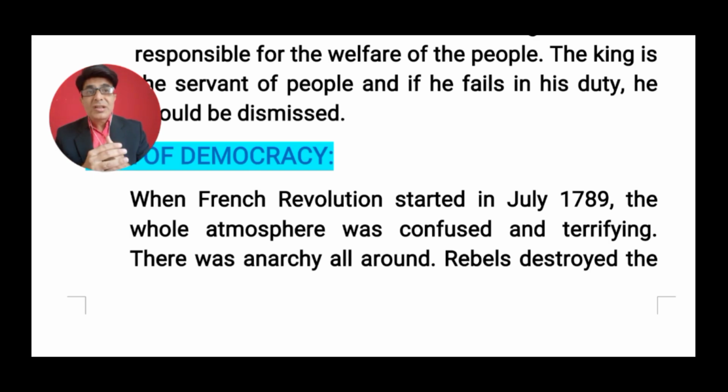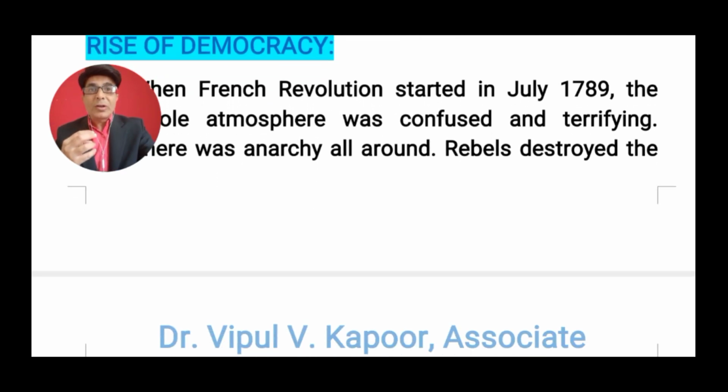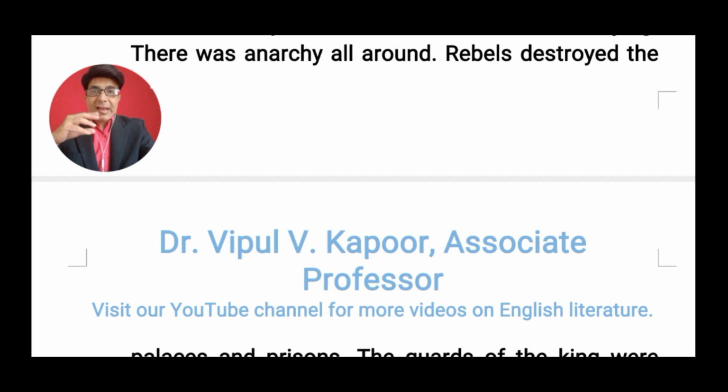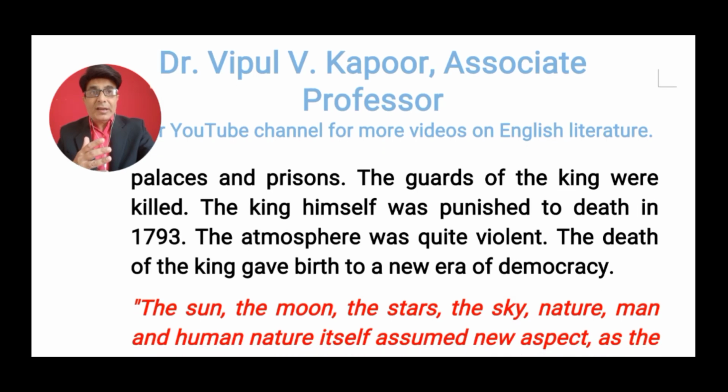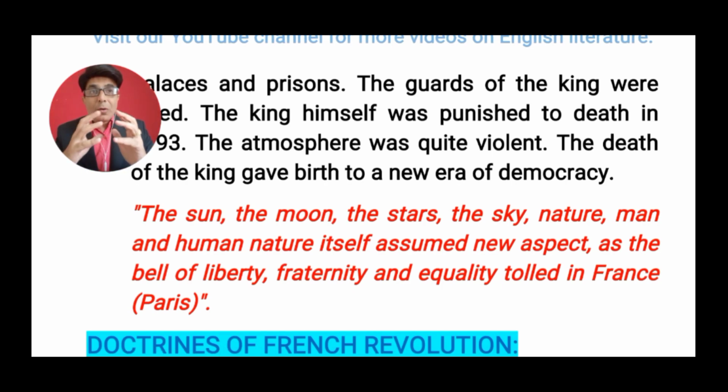Okay, when French Revolution started, the whole atmosphere was confused and terrific. There was anarchy, there was disorder everywhere in the country. Okay, the people started destroying the public places, palaces and the prisons. Even the guards of the king were killed by the poor farmers who were exploited, right? The king himself was also punished to death in 1793. So the whole control was now taken up by these poor farmers who were exploited. Okay, so the atmosphere was quite violent.